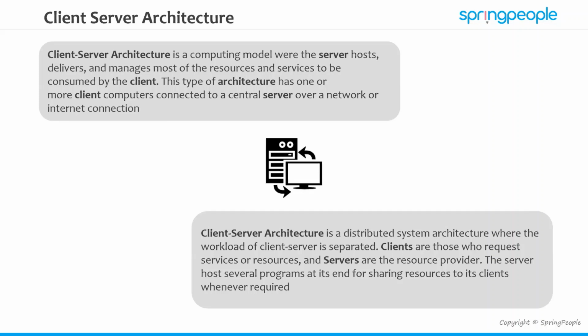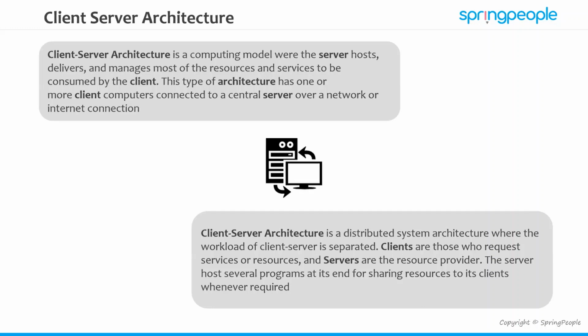Client-server architecture is a distributed system architecture where the workload of client and server is separated. Clients are those who request services or resources. Servers are resource providers. The server host has several programs at its end for sharing resources with clients whenever required. We discussed this in the last definition also.